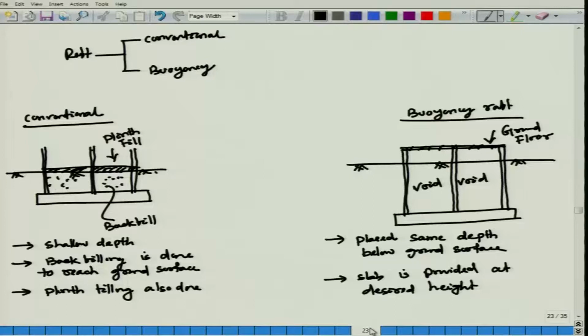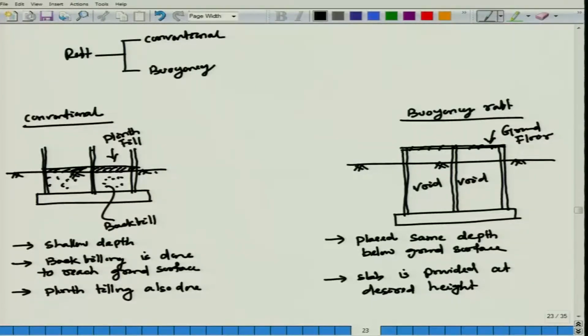In a conventional raft there is a single slab provided at shallow depth. Generally backfilling is done to reach your ground level, then plinth filling is there so that your flooring can be started. But in a buoyancy raft there is no backfilling, you can start your plinth level, ground floor, as per your choice. So, there is a void here.